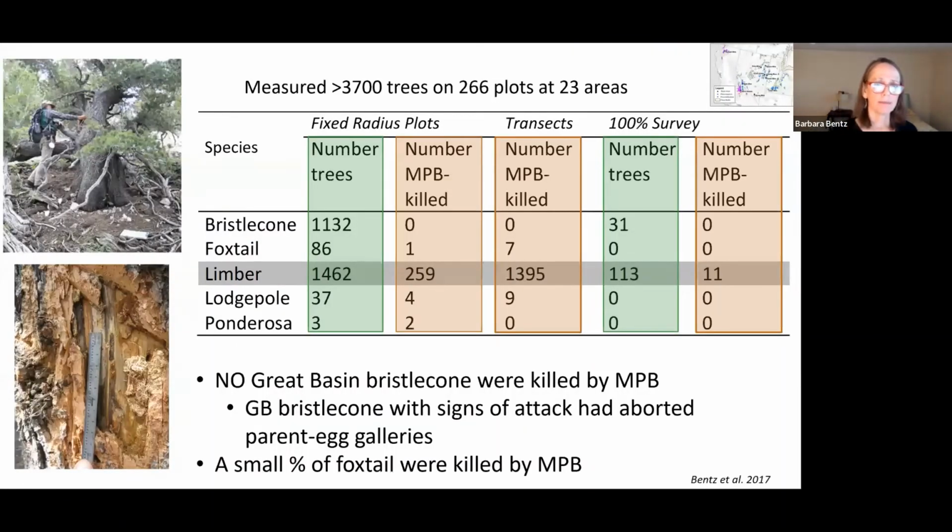So we used three types of surveys, and you can see here by looking at these red columns, number of MPB killed trees. We found no Great Basin bristlecone pine killed, despite many limber pine that were attacked and killed by mountain pine beetle. A few Great Basin bristlecone pine had signs of mountain pine beetle attack here, but the parent and egg gallery was always aborted.